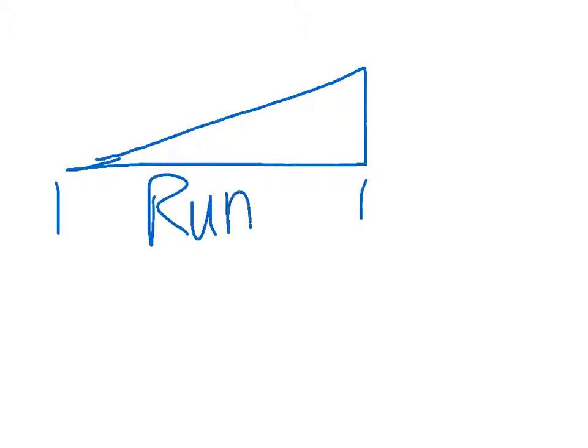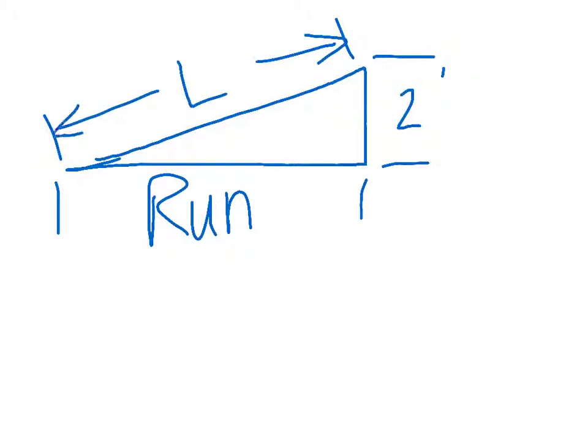So if we take a look at the diagram and look at this ramp, we know that this section down here would be considered the run. Over here we're going to have a height of 2 feet, and then this side of the ramp, or essentially the triangle, is going to be the length. And keep in mind that we want to have a slope of 1/12 or less.